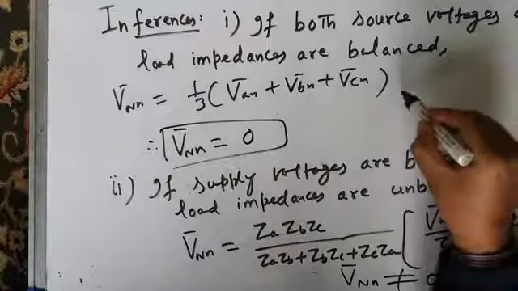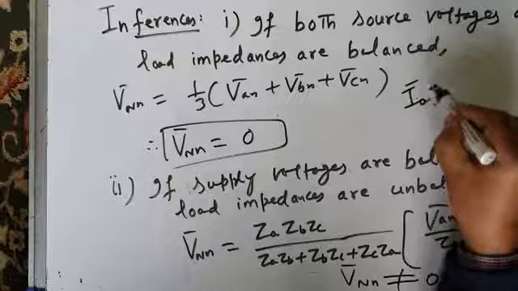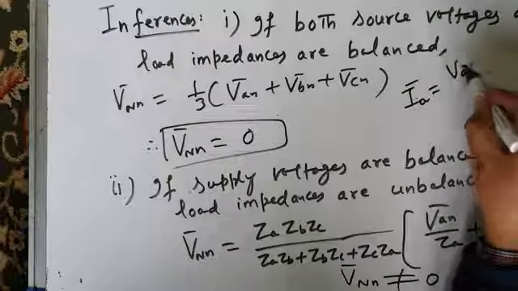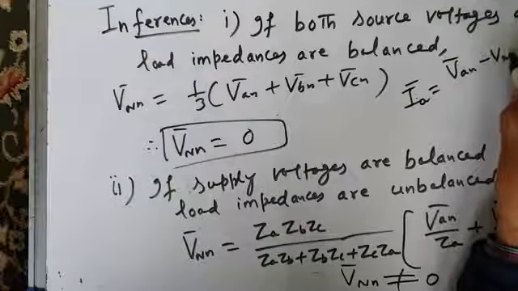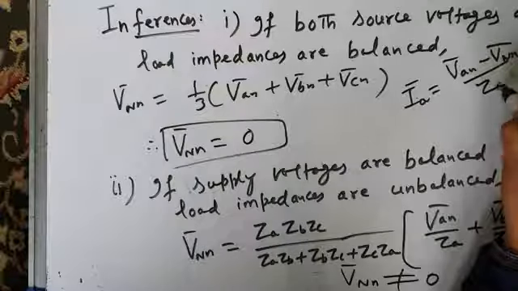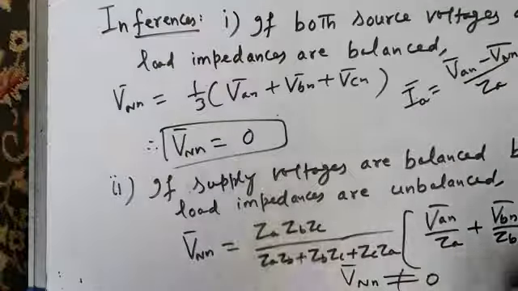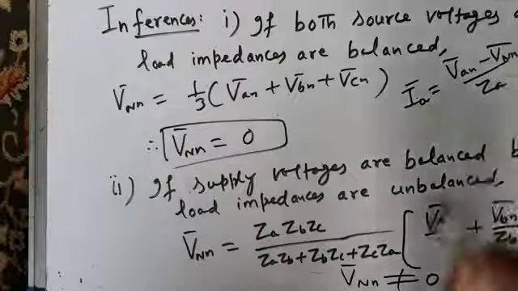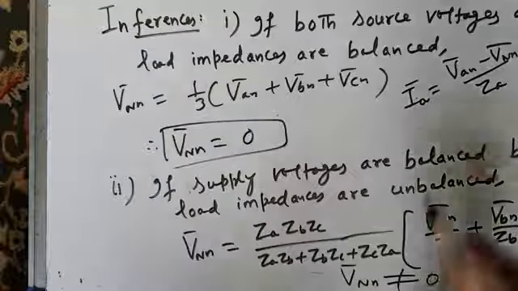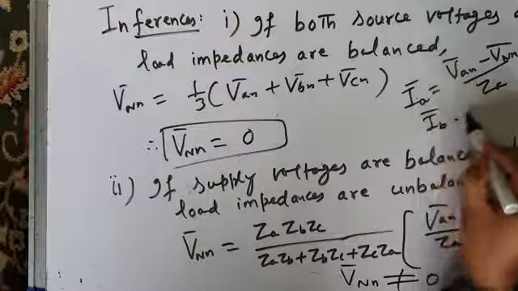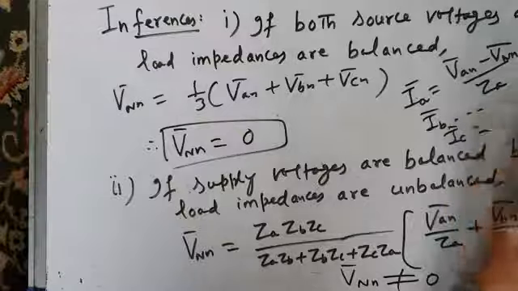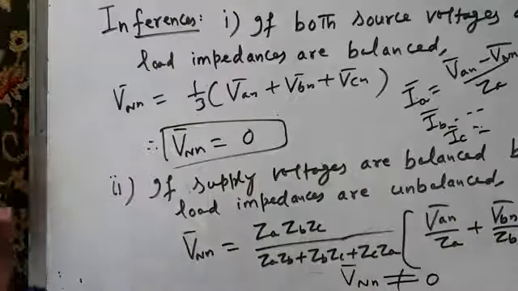And once you know neutral to neutral voltage, then you can find line current. For example, it is equal to VAN minus VNN by ZA. You know VAN, and from this equation you will find VNN, divide that by ZA, you will find IA. Similarly, you can find IB. Similarly, you can find IC. Okay, so this is second inference.